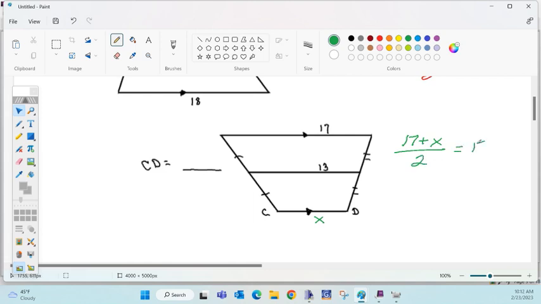Beautiful. 17 plus x divided by 2 equals 13. So then we need to use our algebra skills in order to get the x by itself. What do you want to do to both sides? Go ahead. Multiply by 2, perfect. So we're going to multiply by 2.